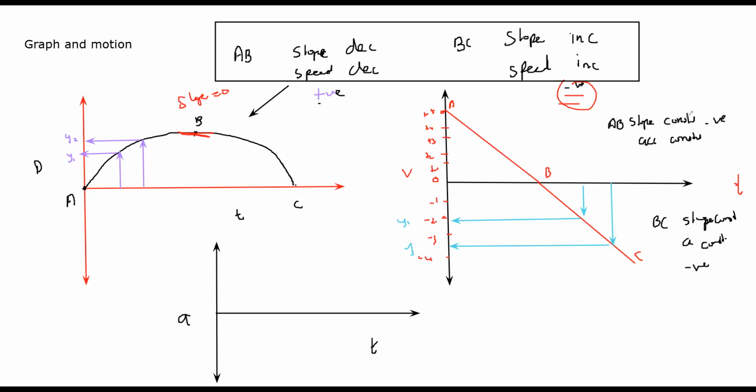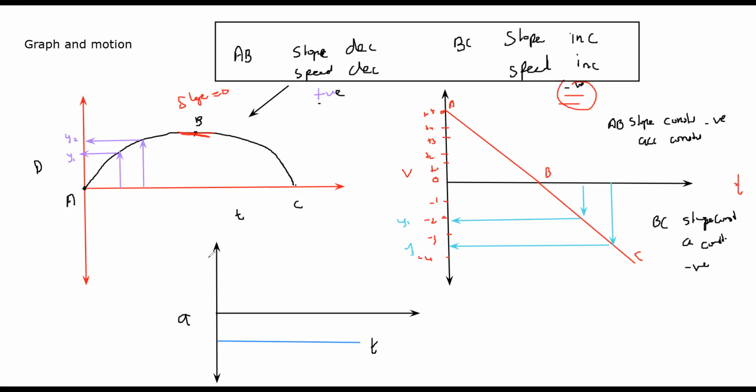So from A to B, it's a constant negative value, and from B to C, it's also a constant and negative value. If the line is a straight, continuous line, it means the slope of AB is the same as the slope of BC. If it was a straight line but discontinuous, the slope would be different. So from A to B, it's a straight line in the negative axis, because it's a constant acceleration with negative value. And from B to C, it's also a constant acceleration and negative value.